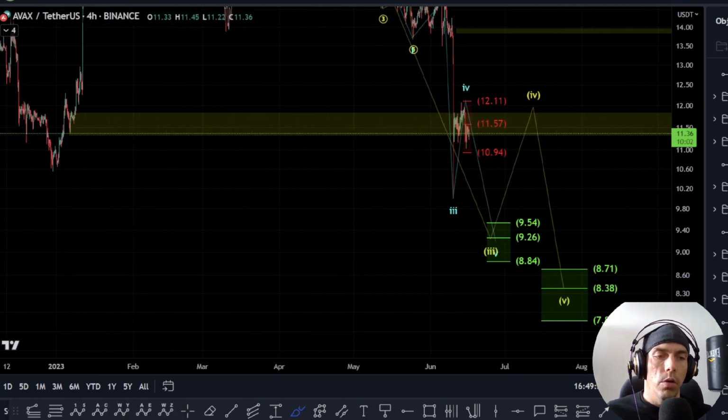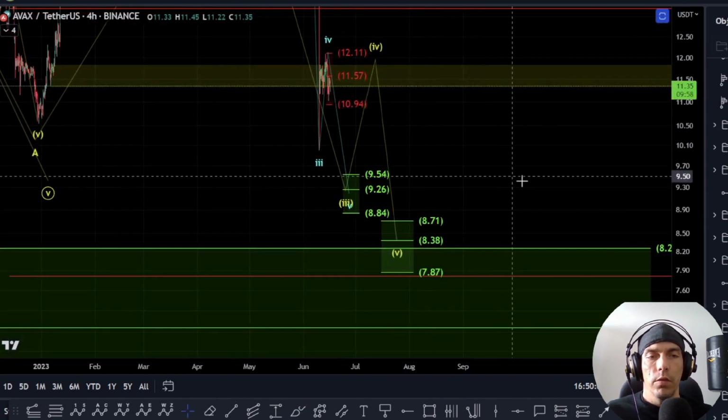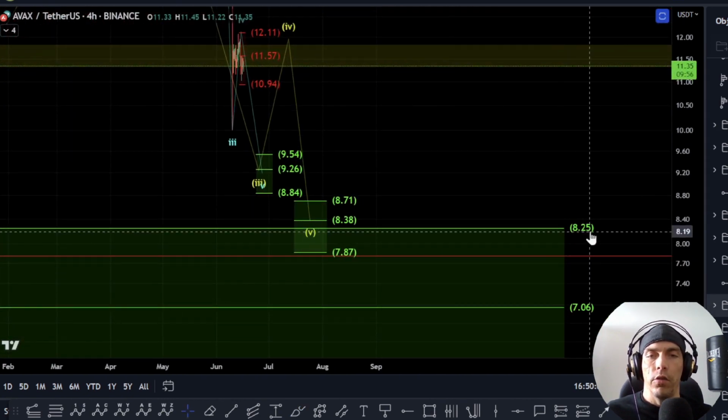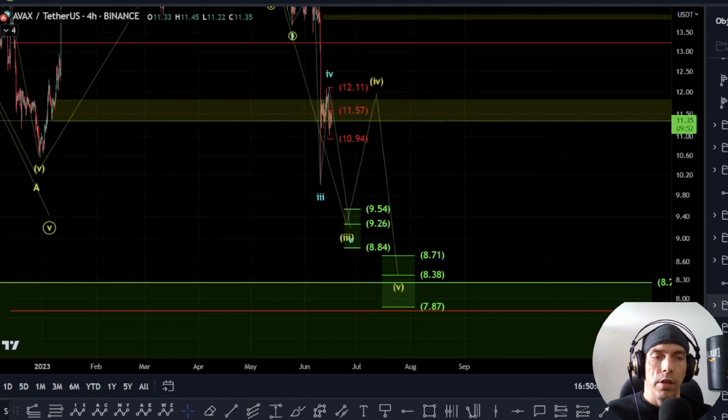So now if I go back over here and we overlay this target area, we can see that this would actually bring us back up into the higher range of this 825. So we'll be keeping an eye on this if we do look to break down into these levels.